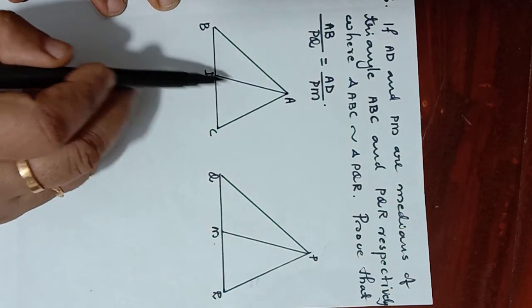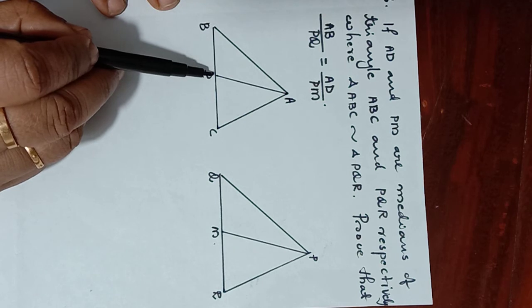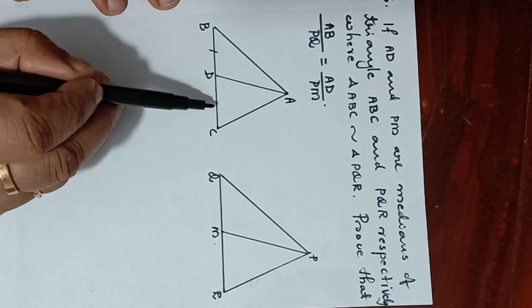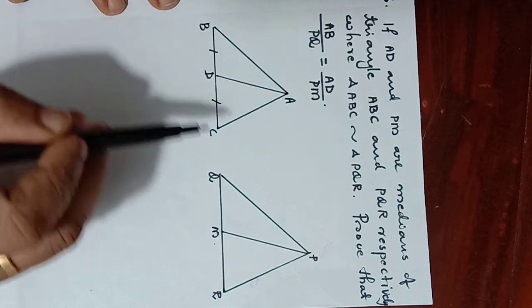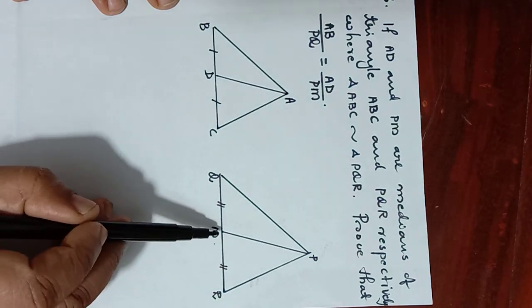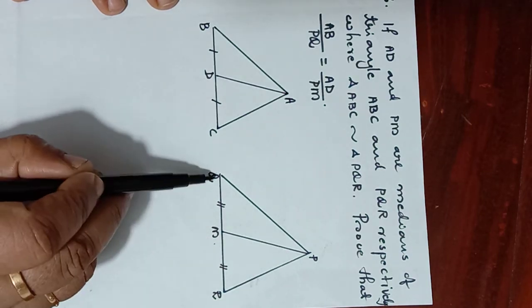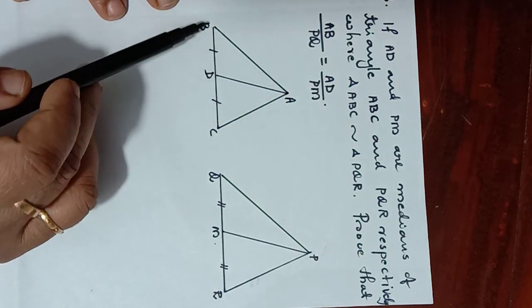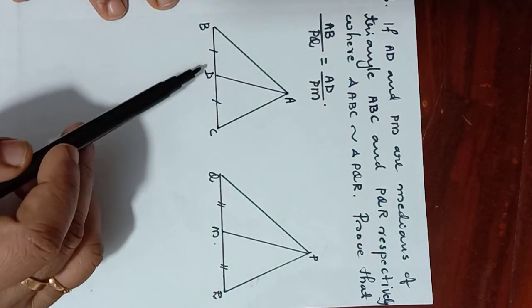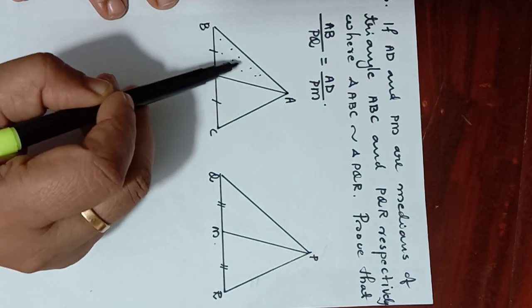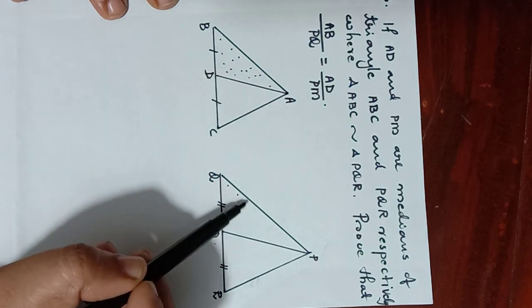If AD is a median, then D is the midpoint, so BD will be equal to DC, half of BC. Similarly, QM will be equal to MR. M is the midpoint of QR. Therefore, QM will be half of QR. And we must prove that AB by PQ equal to AD by PM. So this is the triangle we have to consider.